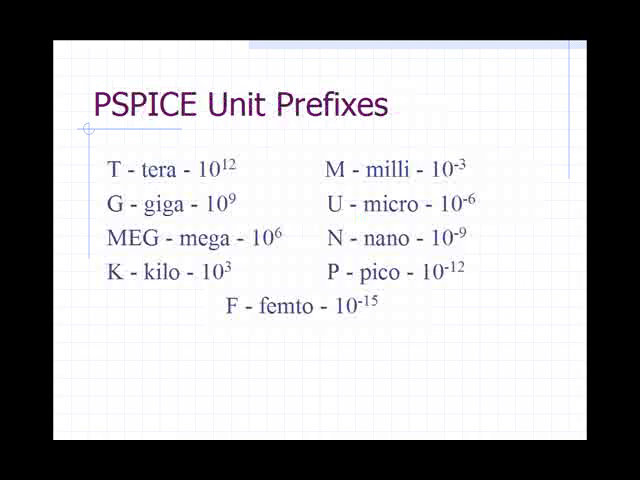node N. PSpice also uses the following unit prefixes: T for tera, G for giga, meg for mega, K for kilo, M for milli, U for micro, N for nano, P for pico, and F for femto. Okay, let's get started.